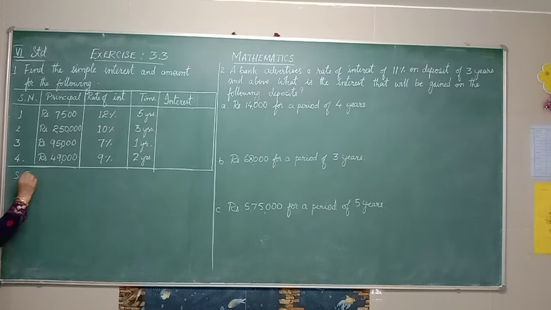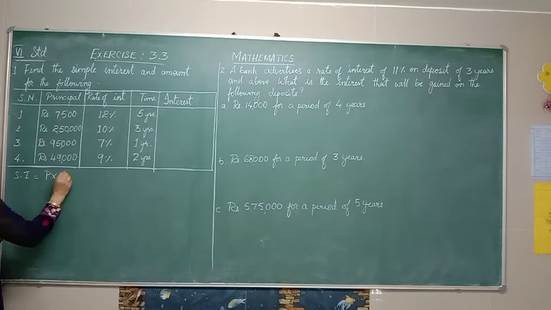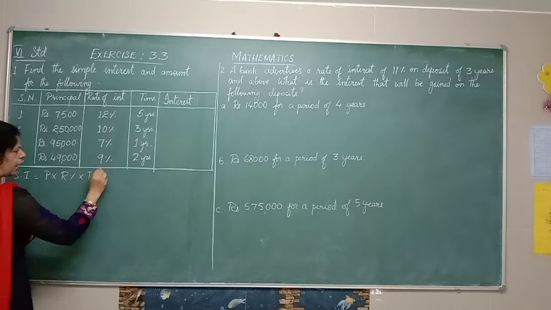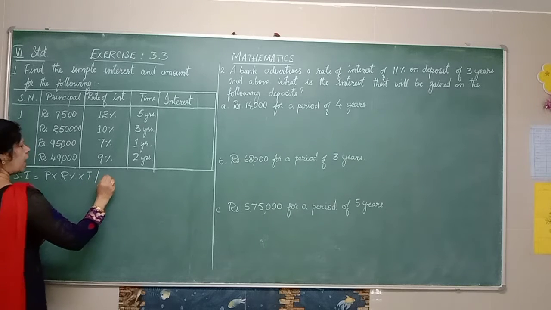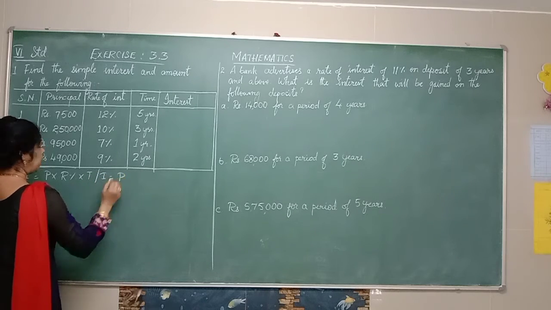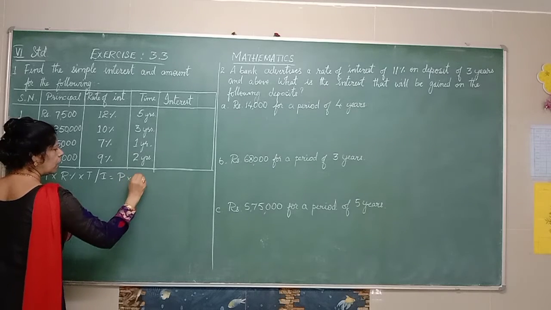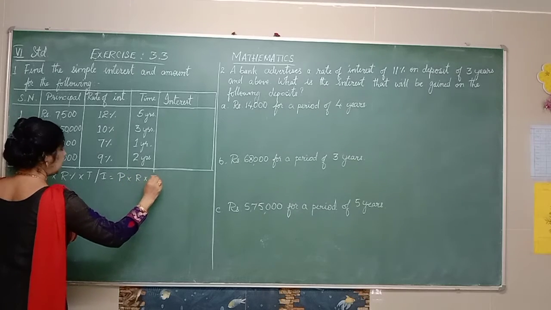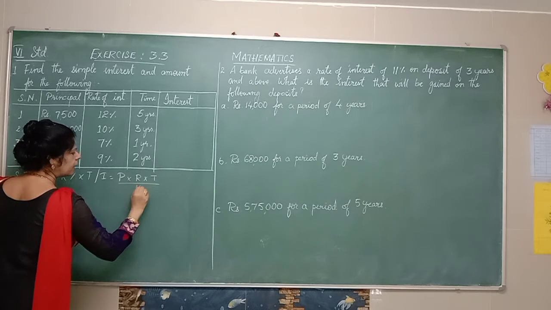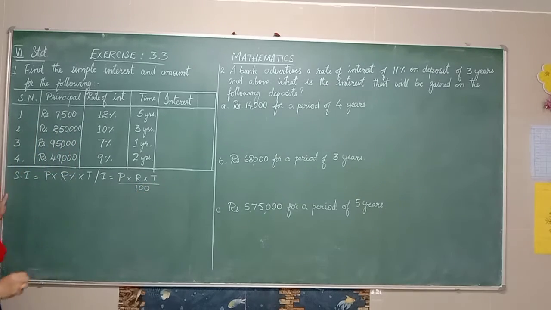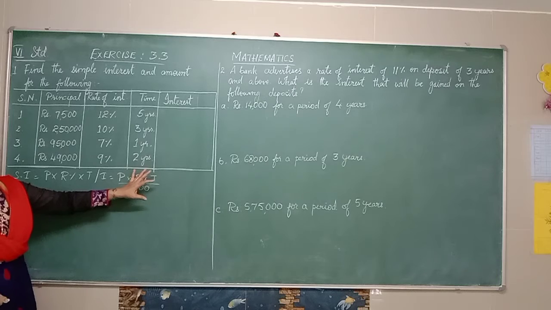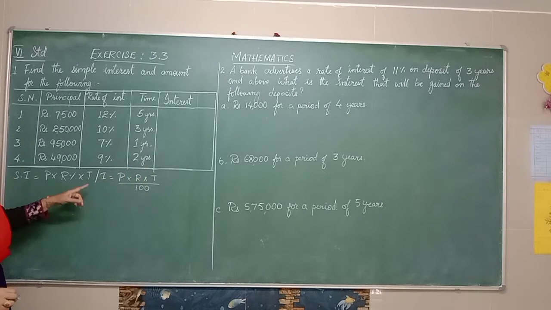Simple interest, or just interest, is equal to principal into rate of interest into time, as per your book. I have given it to you: I is equal to P into R into T by 100. This is the formula to calculate simple interest.